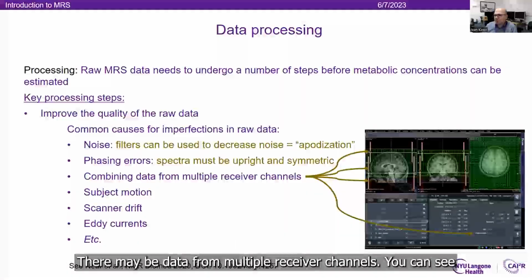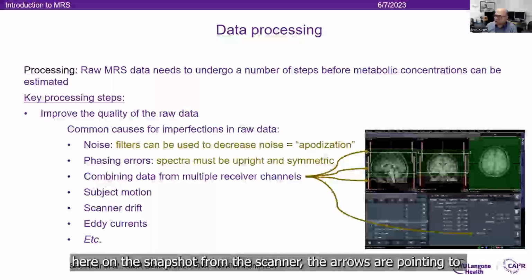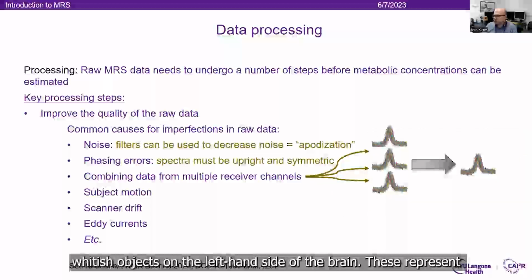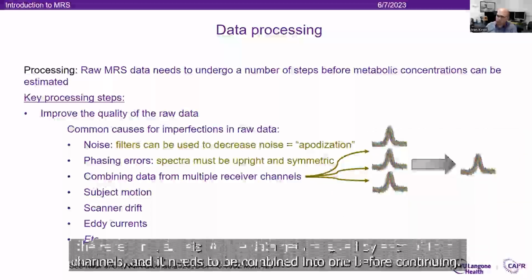There may be data from multiple receiver channels. You can see here on the snapshot from the scanner, the arrows are pointing to whitish objects on the left-hand side of the brain. These represent the receiver channels. All the data gets received by each of these channels, and it needs to be combined into one before continuing.